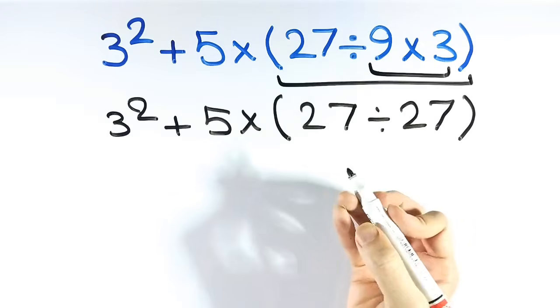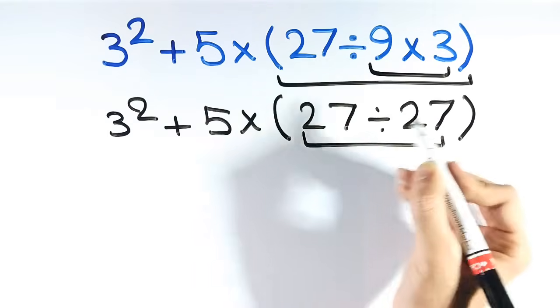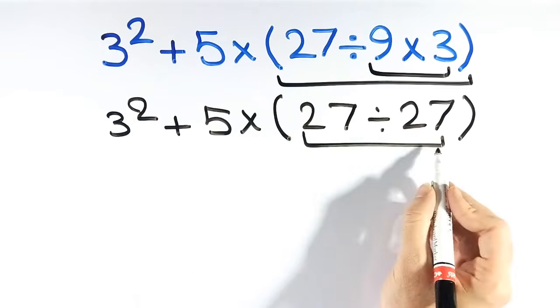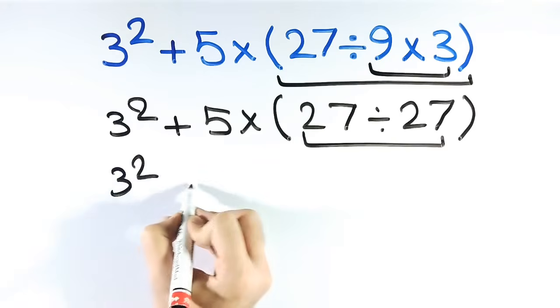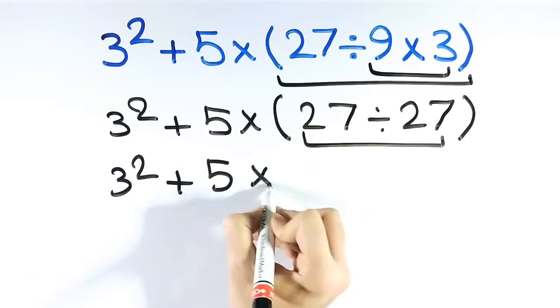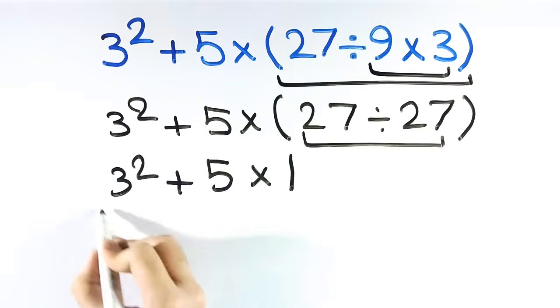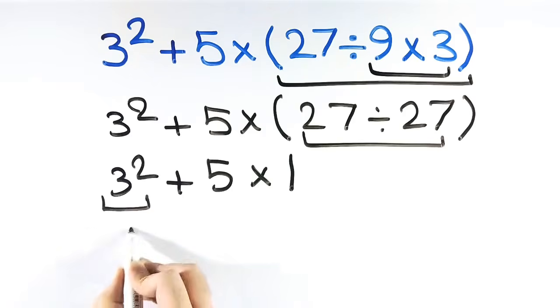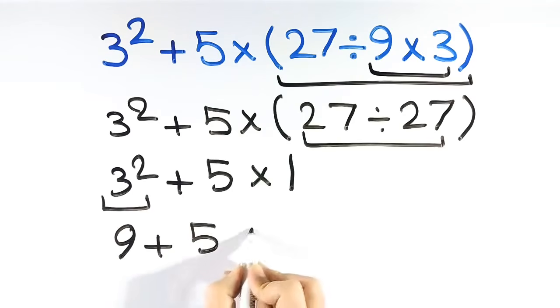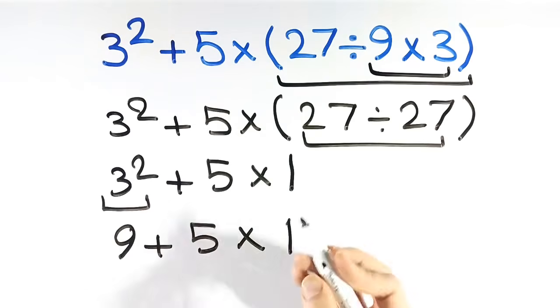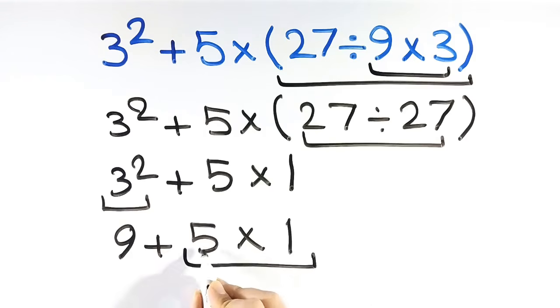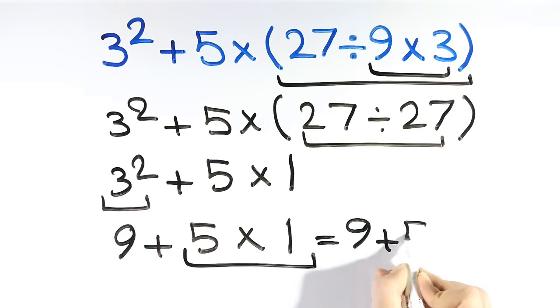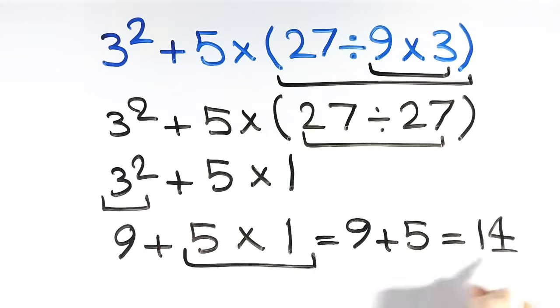parenthesis. And the next step, they go for the division between 27 and 27. And instead of this expression, they write 3 squared plus 5 multiplied by 1. Then they go for the exponent and write this expression as 9 plus 5 multiplied by 1. And the final step, they go for the multiplication between 5 and 1 because they think multiplication has a higher priority than addition. So they rewrite this expression as 9 plus 5, which finally gives them the answer 14.